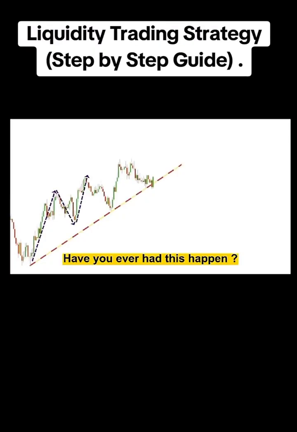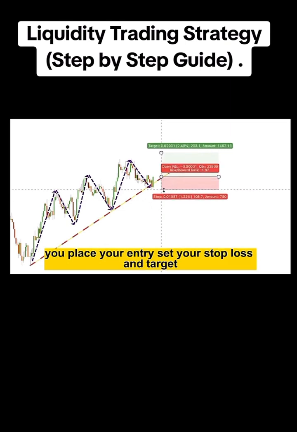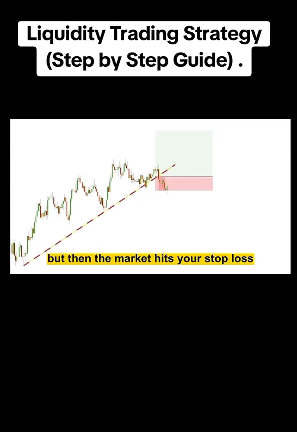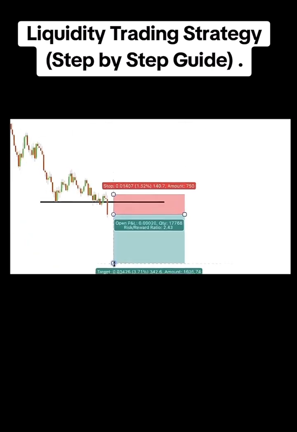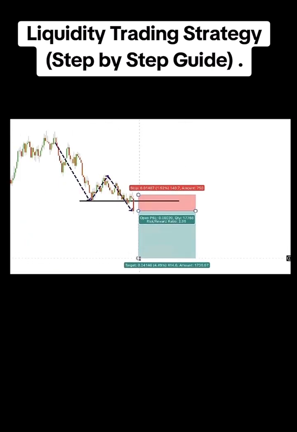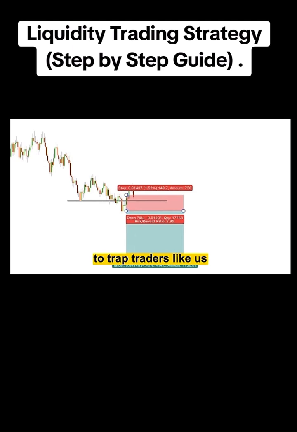Have you ever had this happen? You spot the perfect upward trend line, the market pulls back for a retest, and you get excited. You place your entry, set your stop loss, and target. But then, the market hits your stop loss and then moves exactly where you expected it to. Frustrating, right? Well, what you just experienced is called a liquidity grab, and it's part of the smart money strategy to trap traders like us.